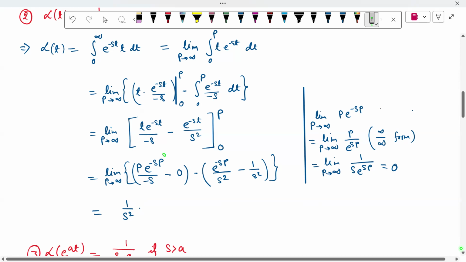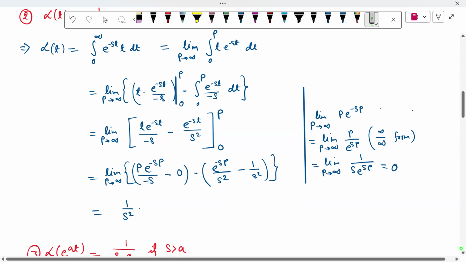Now we want to calculate the limit of this term, p e to the power minus sp, as p tends to infinity. This can be written as p by e to the power sp. Again we have a condition that s has to be greater than 0, so this integral is true only for s greater than 0.